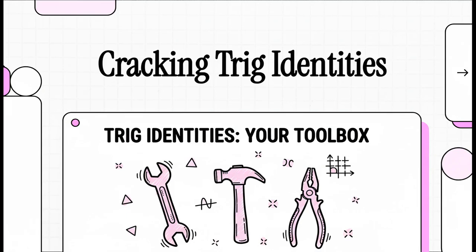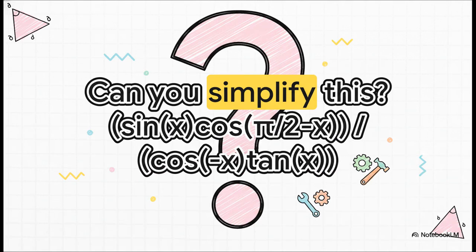Welcome to the Explainer. We're about to dive into something that can look pretty scary at first, but is actually one of the most powerful things in your math toolkit: trigonometric identities. Think of them as a secret code that helps you simplify really complex problems. Let's get into it. So, right off the bat, I'm going to throw this at you. Take a look. It looks like a total mess, doesn't it?